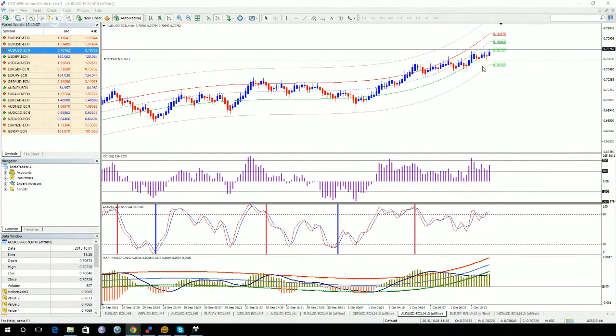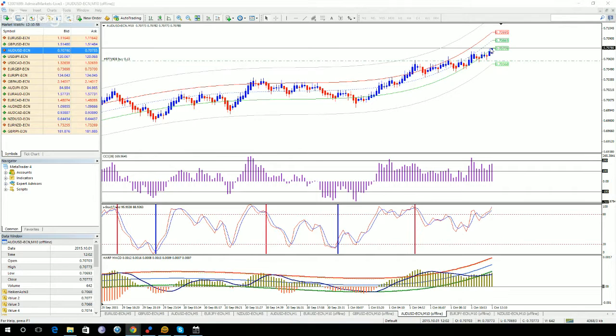You can see I made an entry at something like 70.60, and it's actually a very low spread. Admiral Markets ECN account, very low spreads, 0.1 pip spread, very low commissions, and exactly we are at 76 profit at this point. So 17 pips of profit.